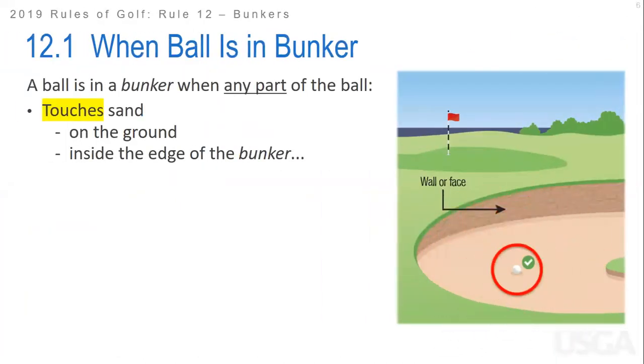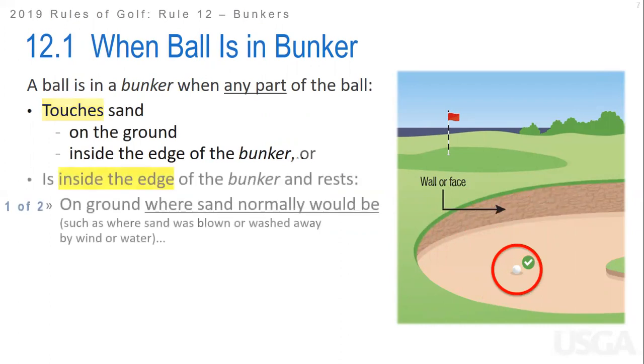Now, how do you determine if your ball is in a bunker? Well, if any part of the golf ball touches sand on the ground inside the edge of a bunker, or is on the ground inside the edge of the bunker where sand normally would be, say if it's resting on a washout area, for example, that ball is going to be considered in a bunker.